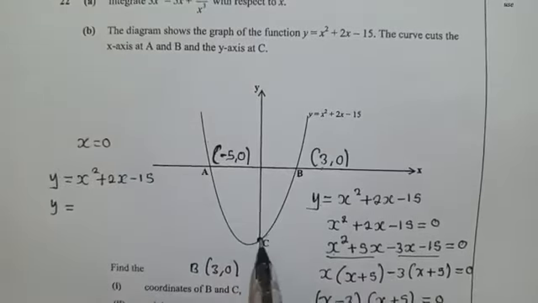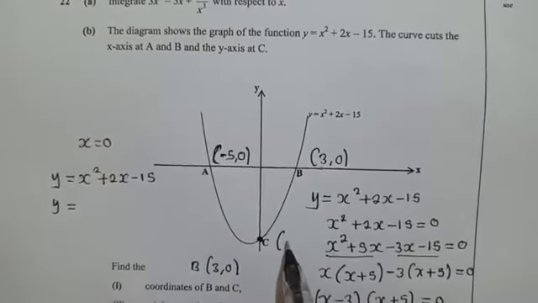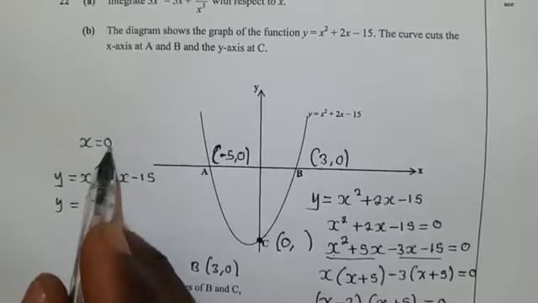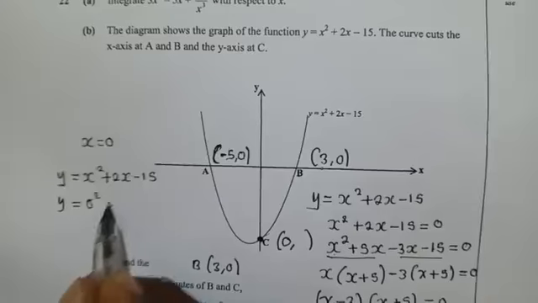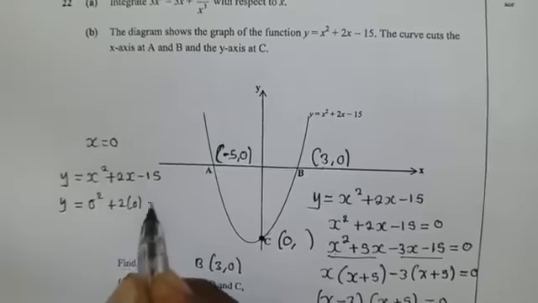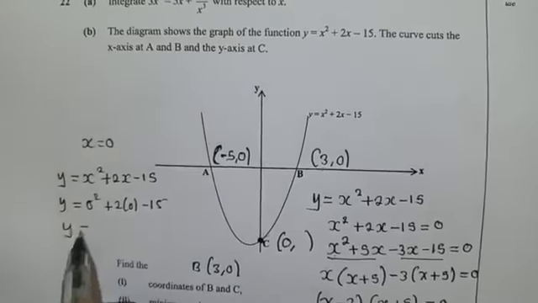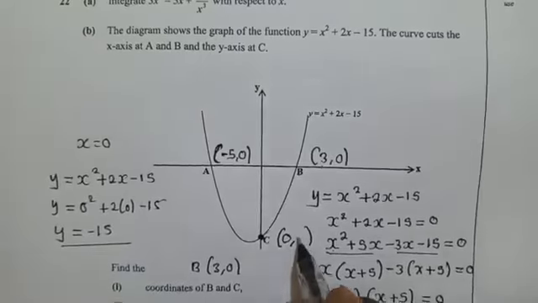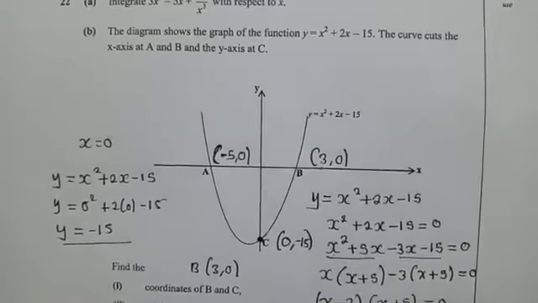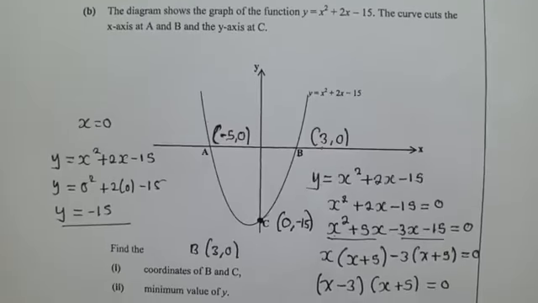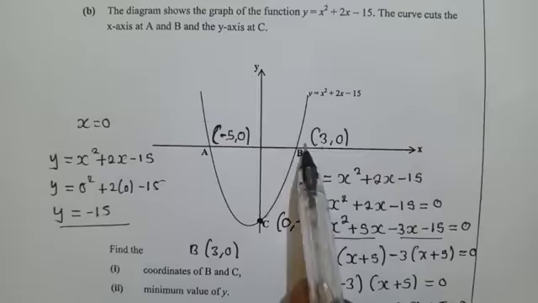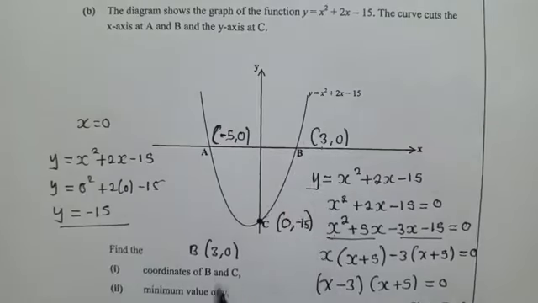Remember, at this point we know the x value is 0. We don't know the y value. So for the y value, we substitute the 0 here in the equation and we solve. So the y value will just be equal to negative 15. So here the y value is negative 15. So these are the two coordinates of points B and C. So B and C, the solutions are this and this right here.